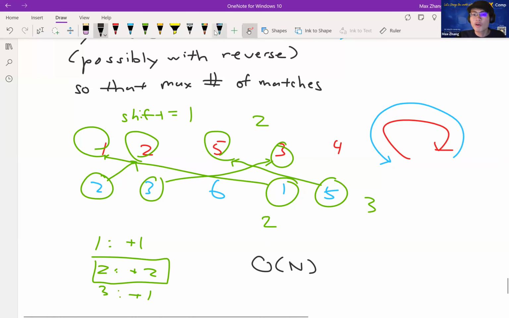All right, any questions on the second problem? Let me see if there are any questions in the chat. It looks like people are also discussing the second problem as well.